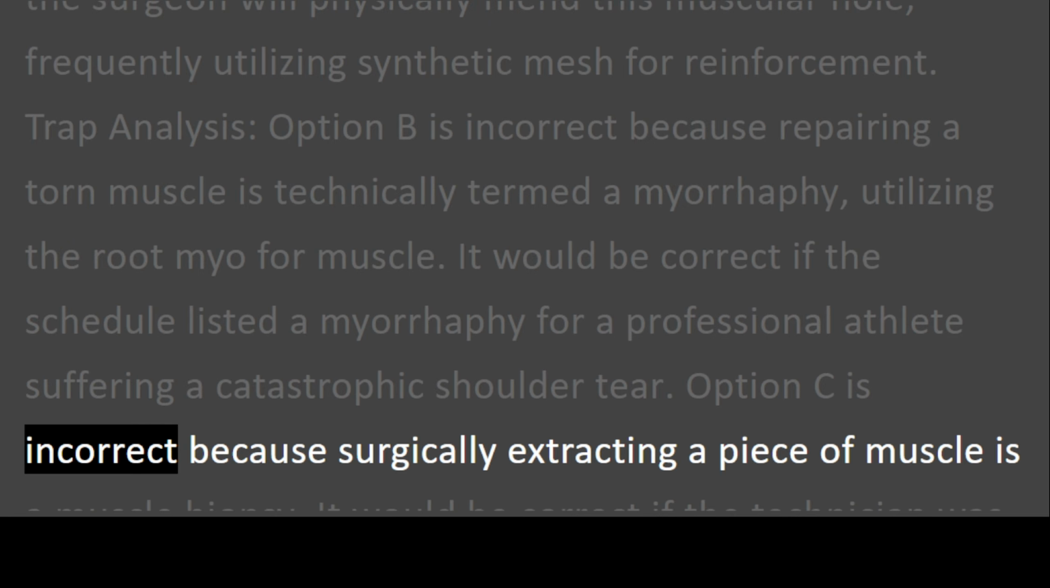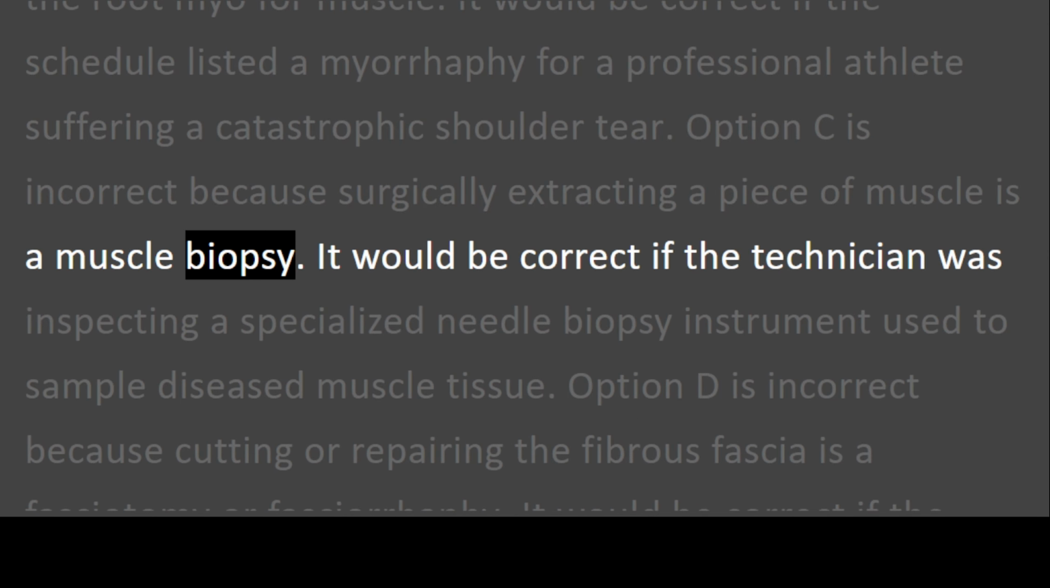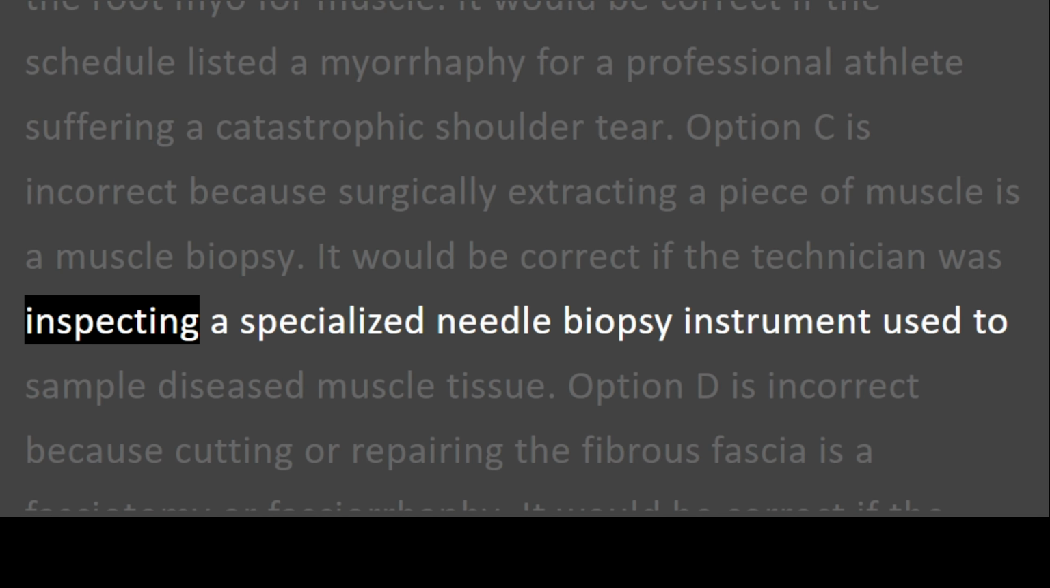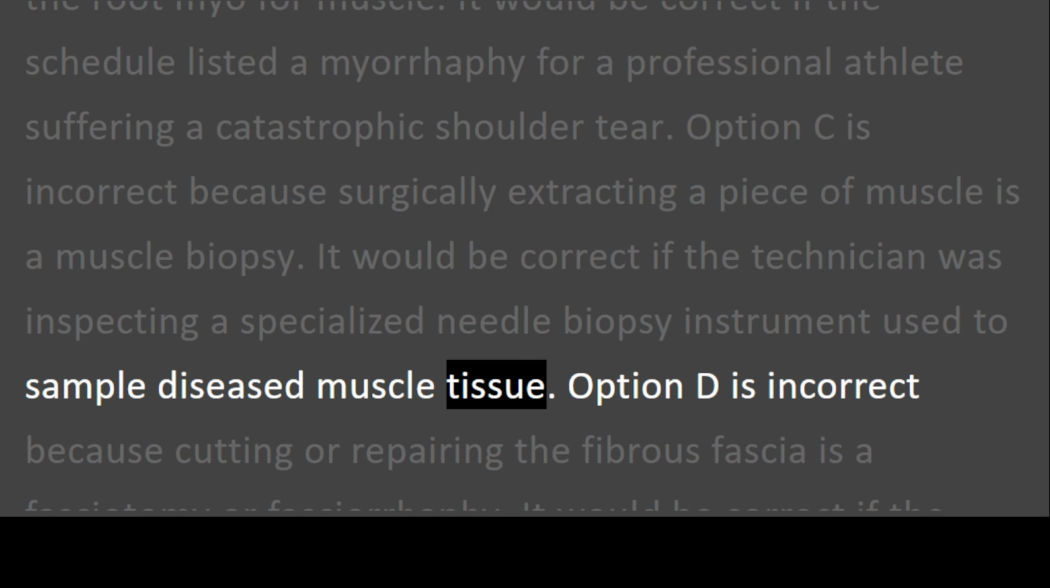Option C is incorrect because surgically extracting a piece of muscle is a muscle biopsy. It would be correct if the technician was inspecting a specialized needle biopsy instrument used to sample diseased muscle tissue.